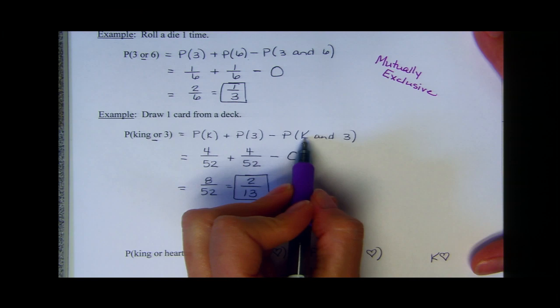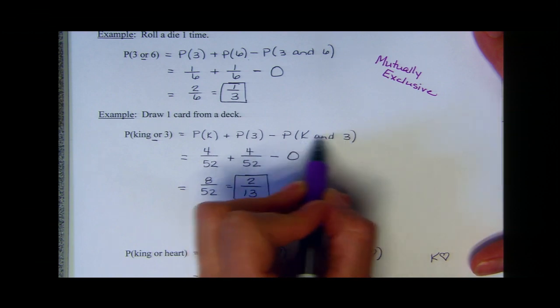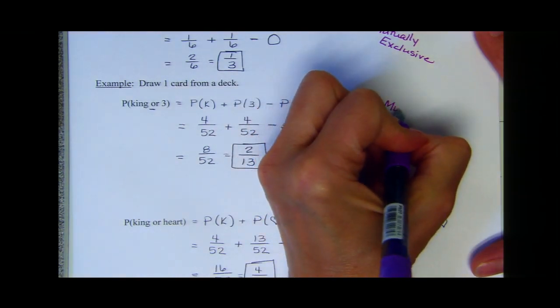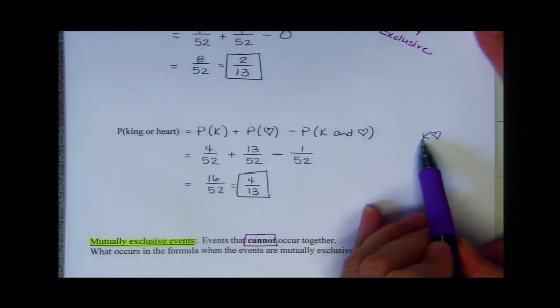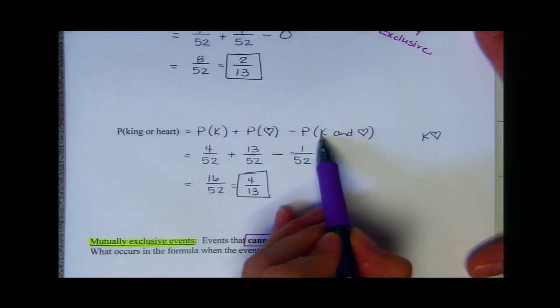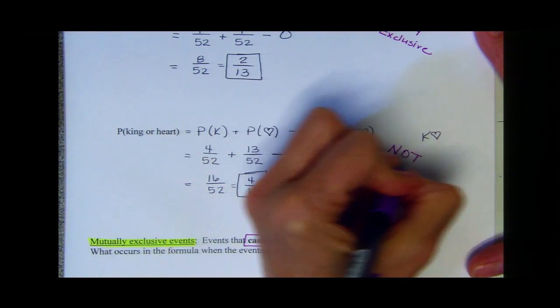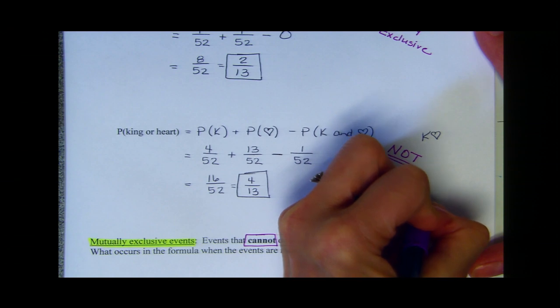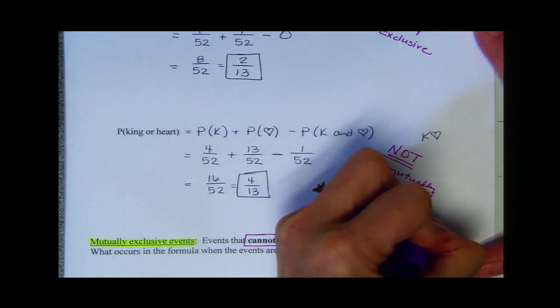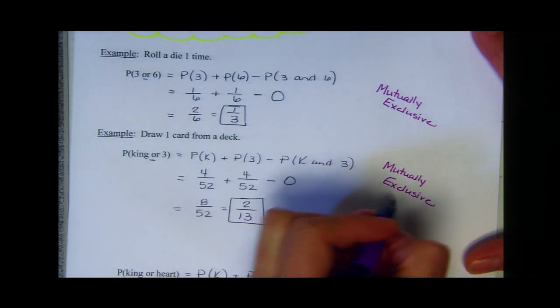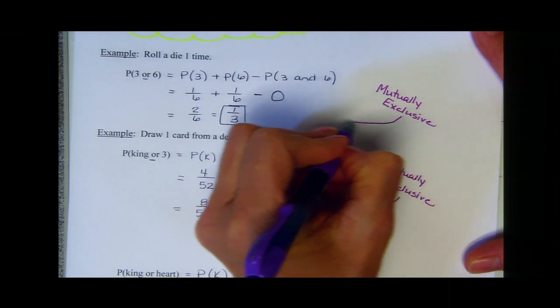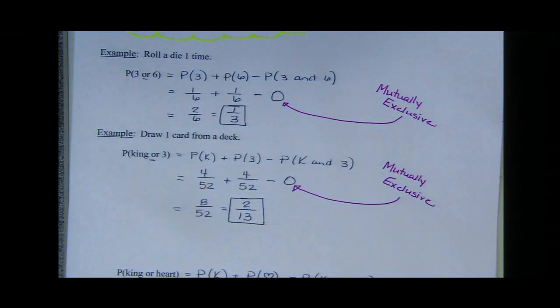All right, here, the king and the 3. There's not a card in the deck of cards that has a king and a 3 that happens at the same time. So these two events cannot occur together. So they are mutually exclusive. Now, in this last example, well, we know there's a card that is a king and a heart at the same time. So these two events can occur together. So these two events are not mutually exclusive. All right, so then it asks, what occurs in the formula when they are mutually exclusive? Well, both times that they were mutually exclusive, this last part of the formula was always 0. And that's what will occur.